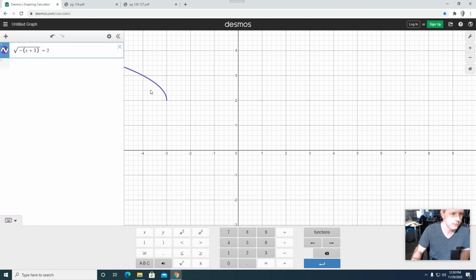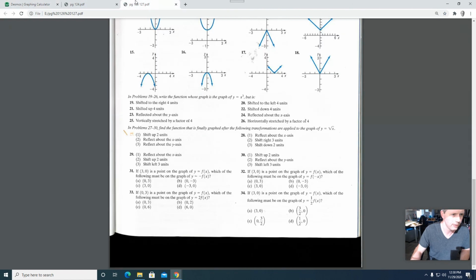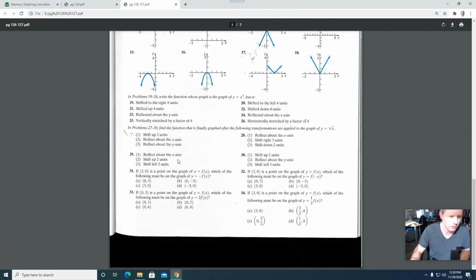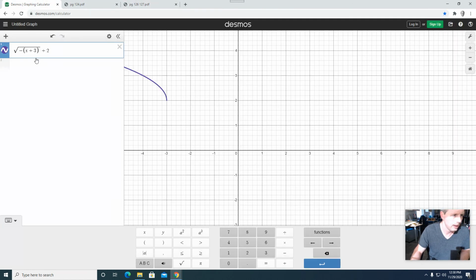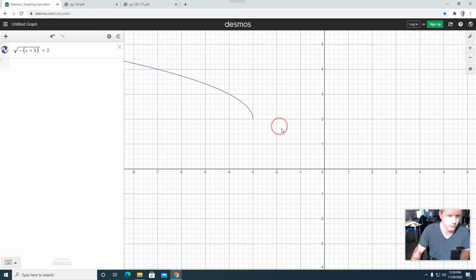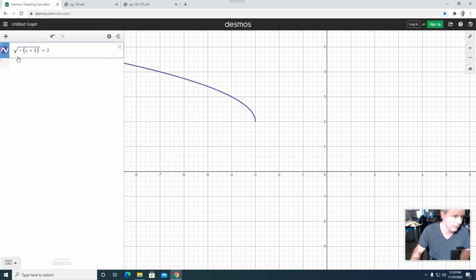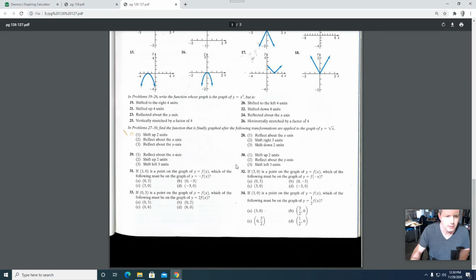And that is it. That is those problems answered right there, 27, 28, 29, and 30. And so you can see this graph right here. And so this is the graph of the square root of minus x plus 3, plus 2. That is that graph right there. And that is those problems solved.